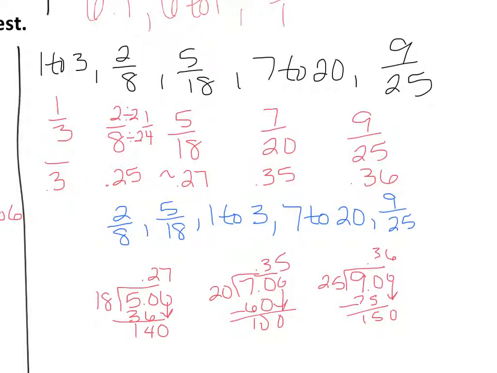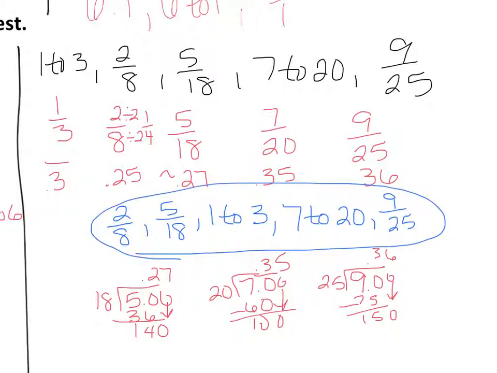Okay, when you took your ratios and put them in order from least to greatest, you should have ended up with 2 over 8 as the smallest, 5 over 18, then 1 to 3, 7 to 20, and then 9 over 25. If you got one mixed up here or there along the way, I do have my decimal approximations written underneath, and then a little bit of my work shown below.